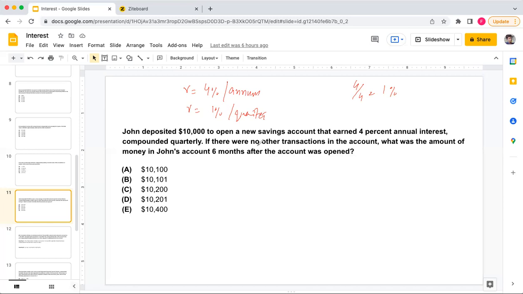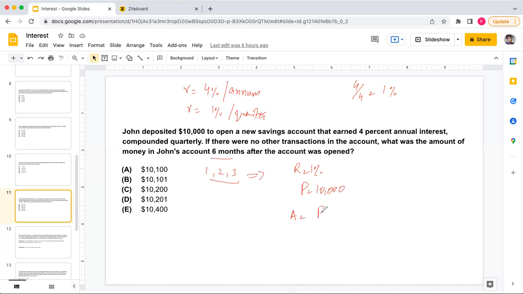And the question is saying for 6 months, right? First consider the first 3 months. Let's suppose 1 to 3 months, right? For the first 3 months, the rate of interest is 1% and principal amount is 10,000. So what is the final total amount based on this?